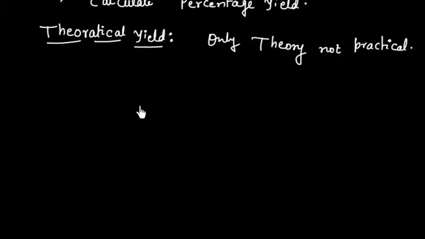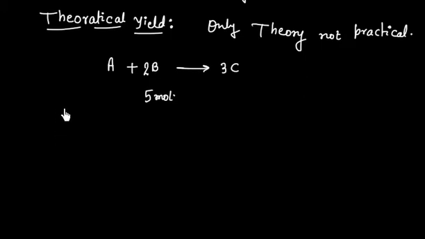Let us say I have a reaction A plus 2B, and that gives you 3 mole of C. And if I take 5 mole of B, what is the mole of C that will be formed? So one can say 2 mole of B will give you 3 mole of C. So correspondingly, one can find what 5 mole of B will give.